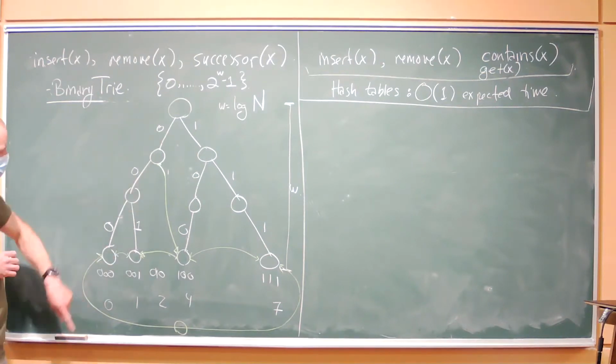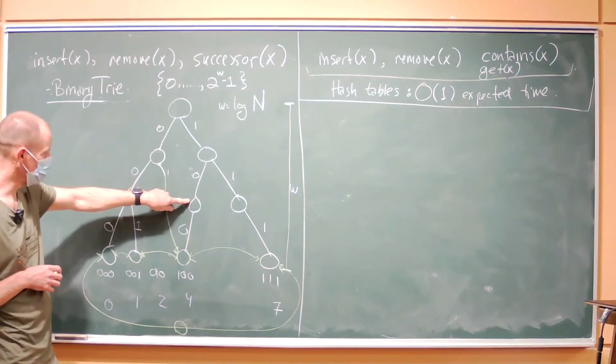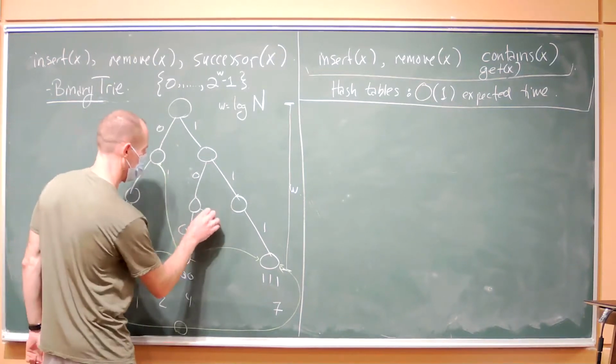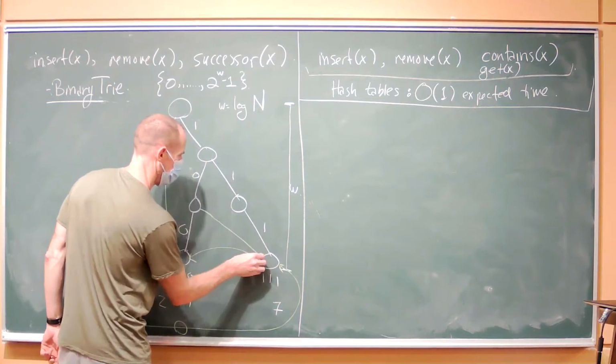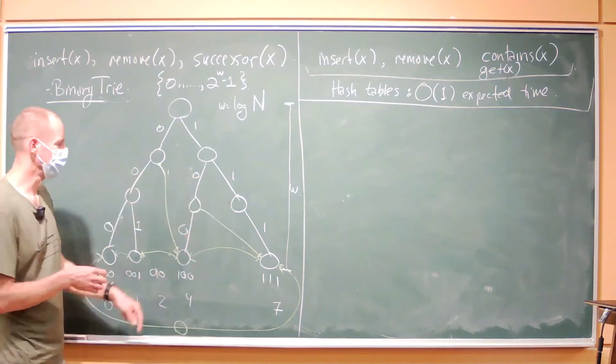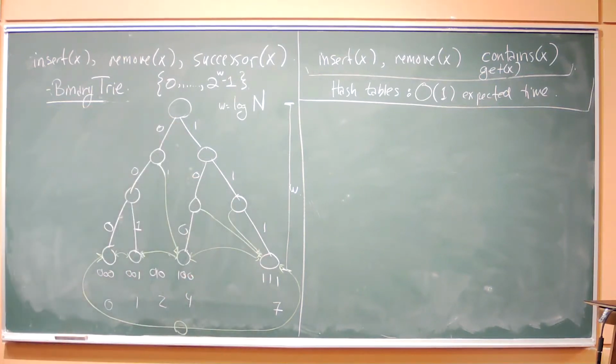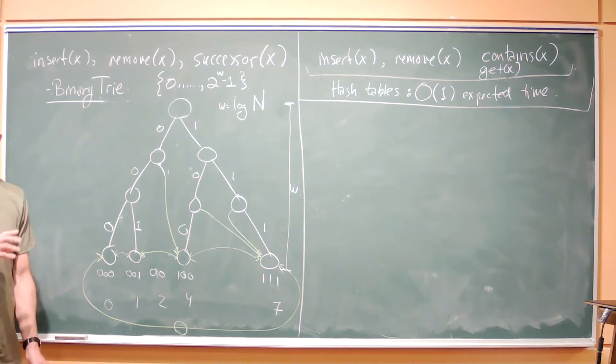So that will have that. Here is another one of those nodes that only has one child, so it'll point over to here. And here's another one of those nodes that only has one child. It'll point over to there. All right, so that's the binary trie.